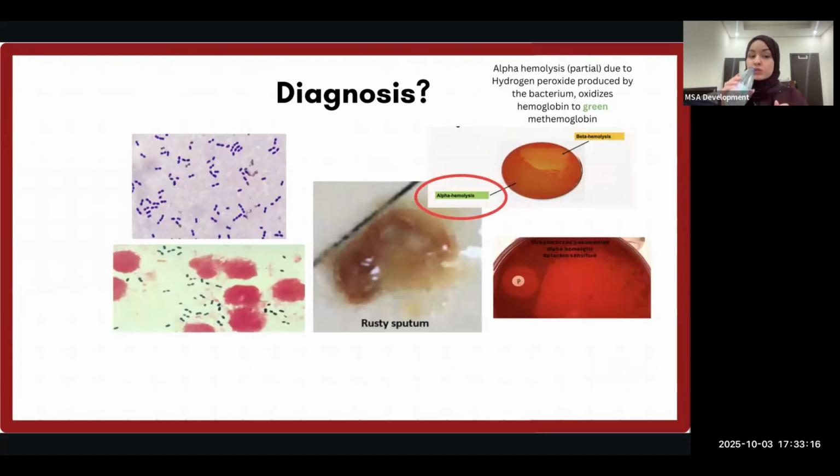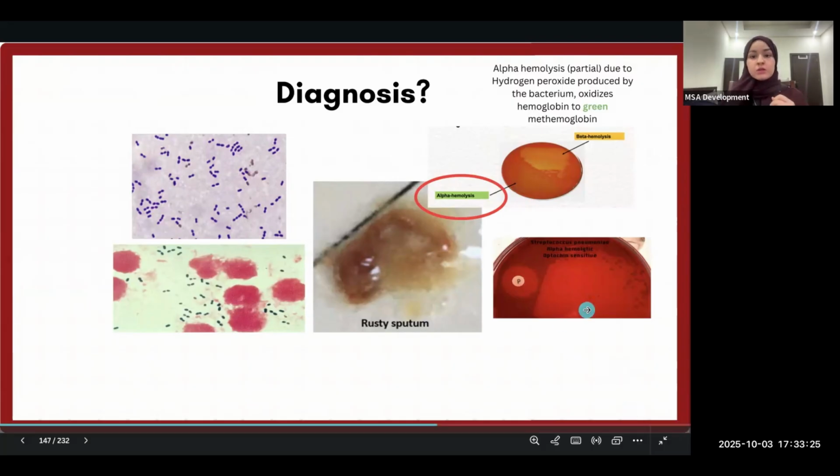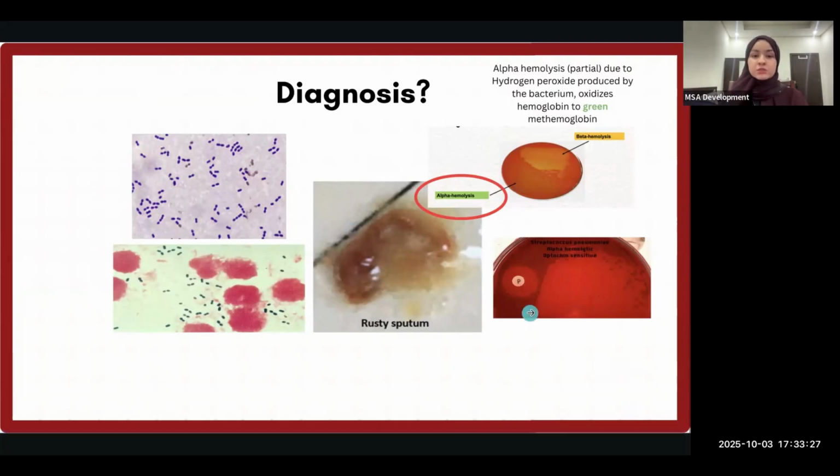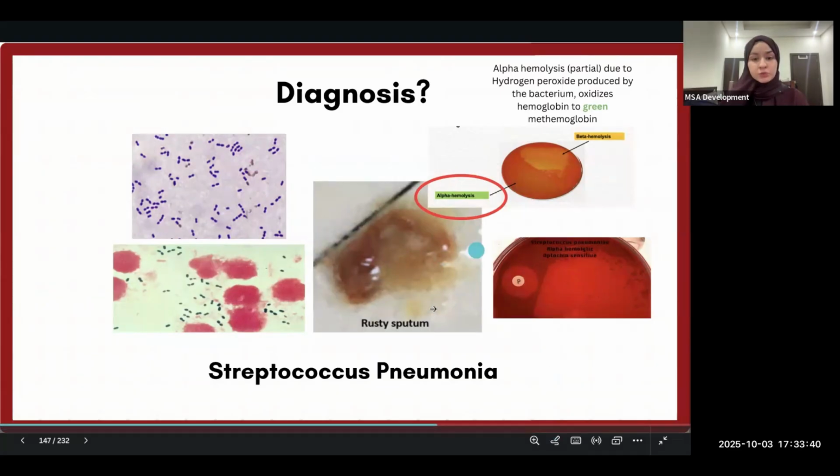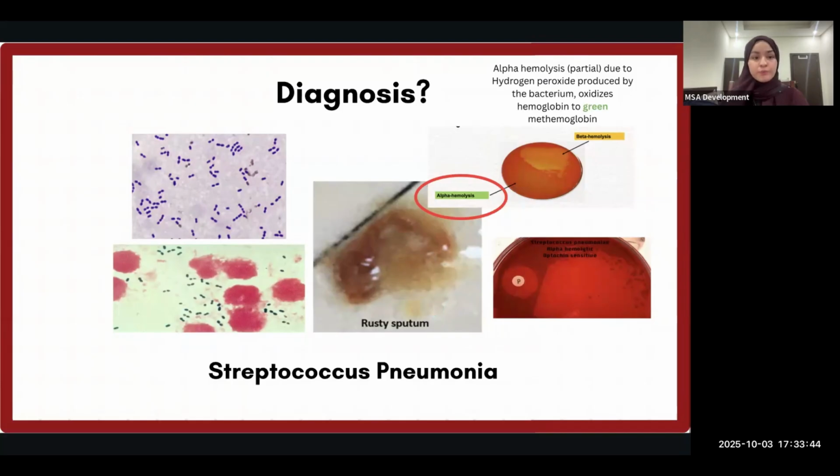Now, what is the diagnosis here? You have rusty sputum, you have these gram stains, you have this test, and alpha hemolysis. What is all of this? Strep pneumo. The most common cause of community-acquired pneumonia, and it is gram-positive diplococci. And rusty sputum, very, very characteristic for strep pneumo. It will be described that way.